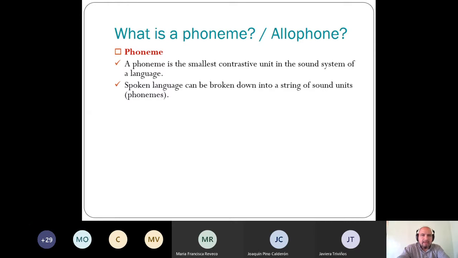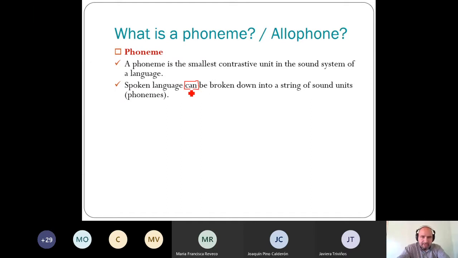For example, I can say the word can, and the word can is composed of k, a, n. Three phonemes. So spoken language can be broken into a string of sound units. Can is a string of units, a series of sounds. In this case, three sounds, three phonemes: k, a, n. Put together, they mean something, right?